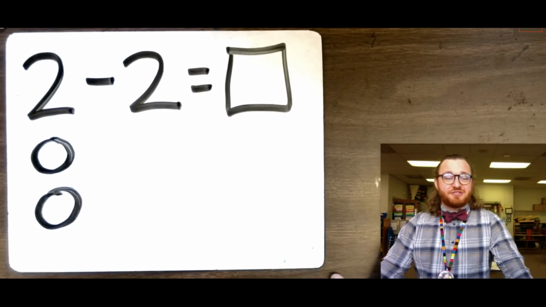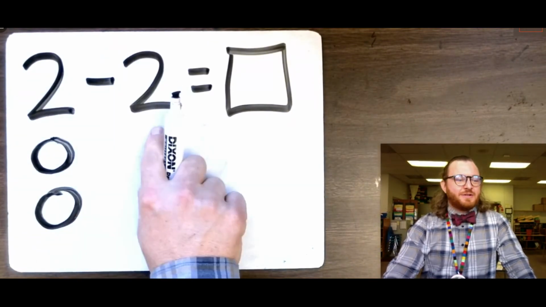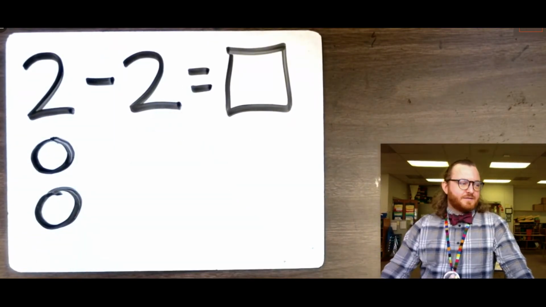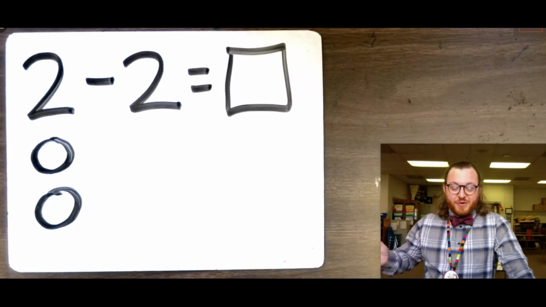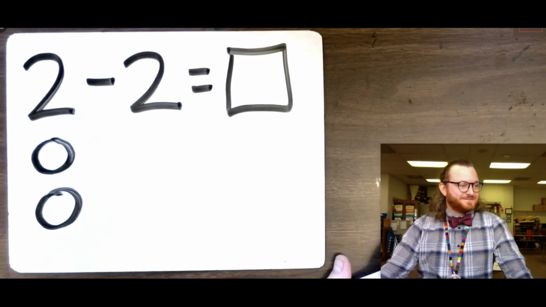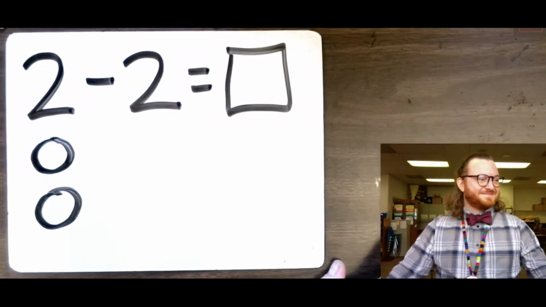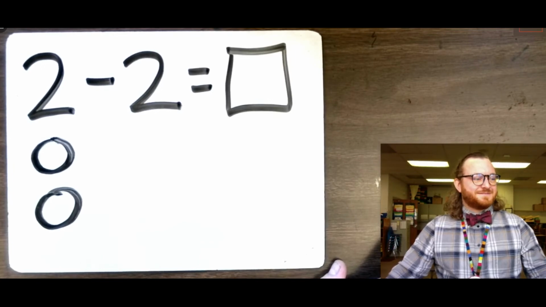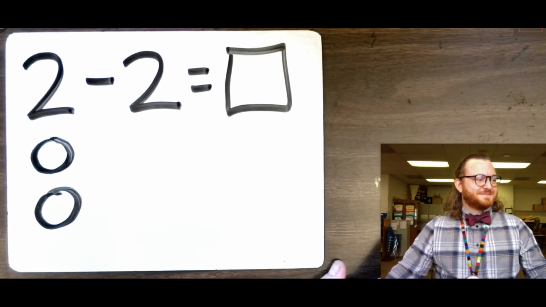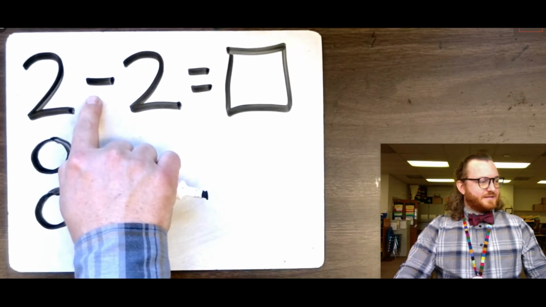Now, it says 2 minus 2. That means we're going to take away 2. I want to do some. So what do I need to do? Serena, do you know? It says take away 2. You need to take away one bubble. One bubble, Mr. Color, you heard X on the right.